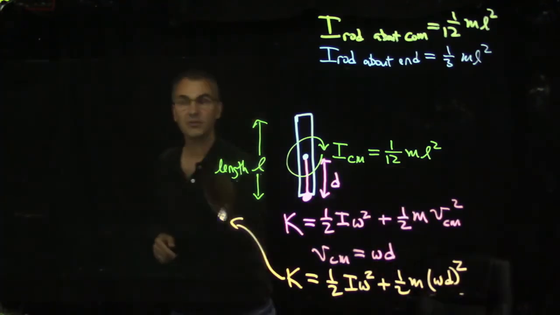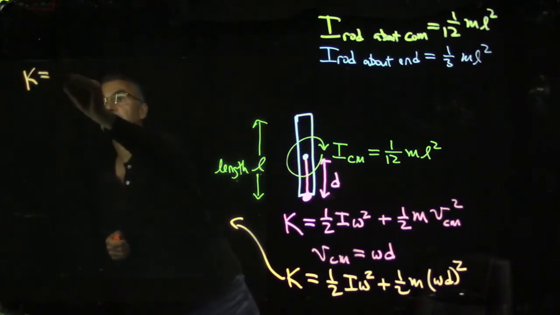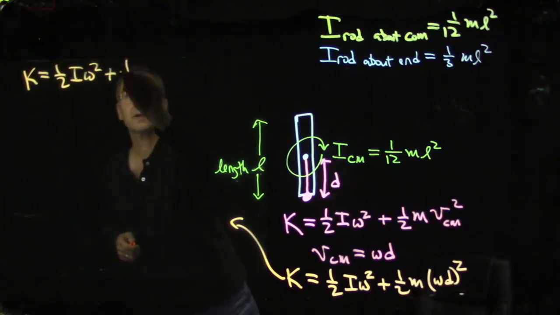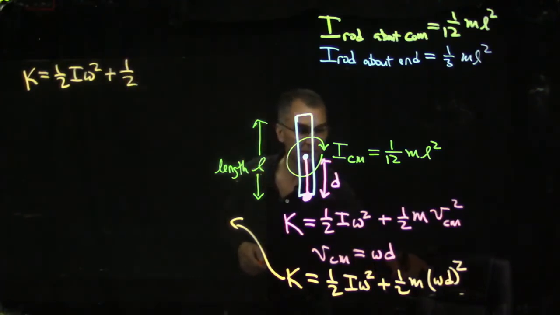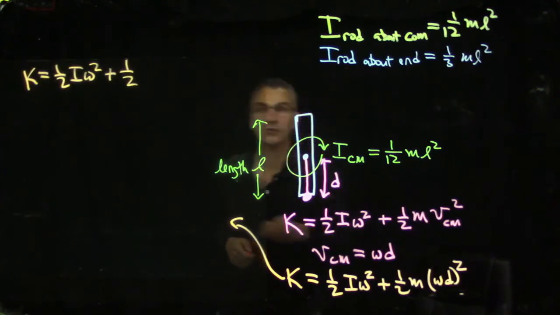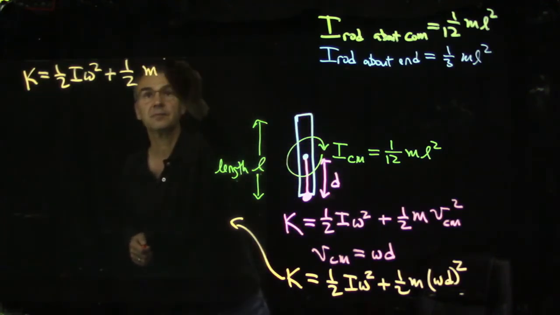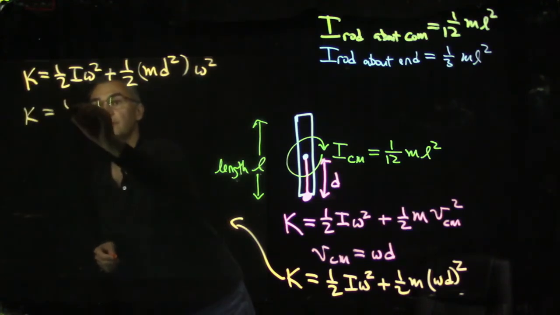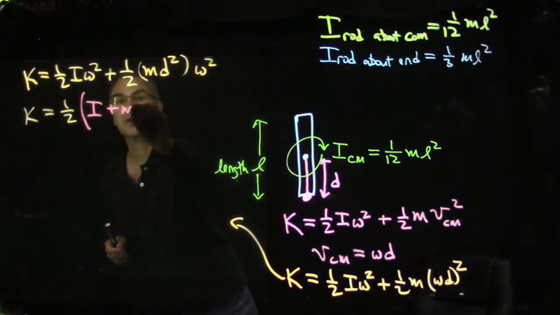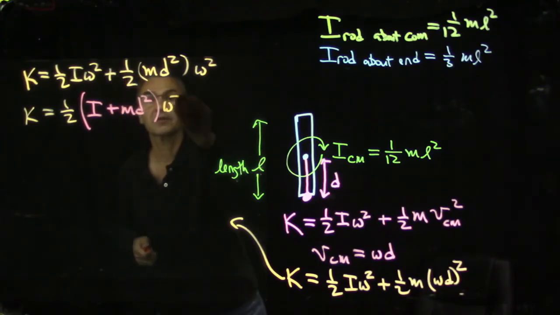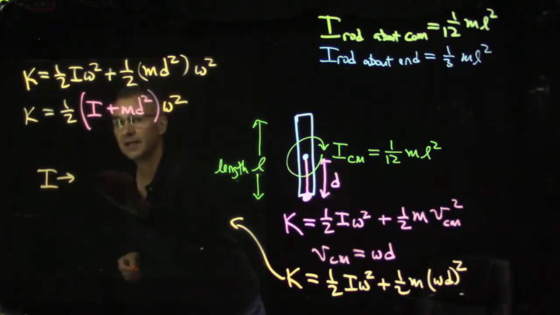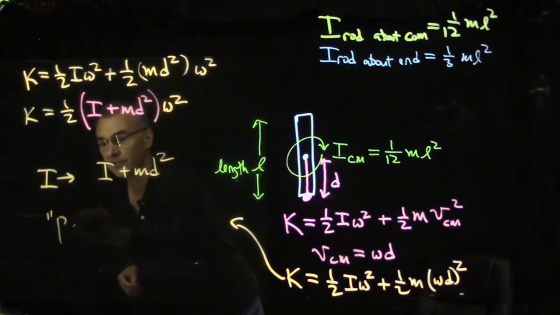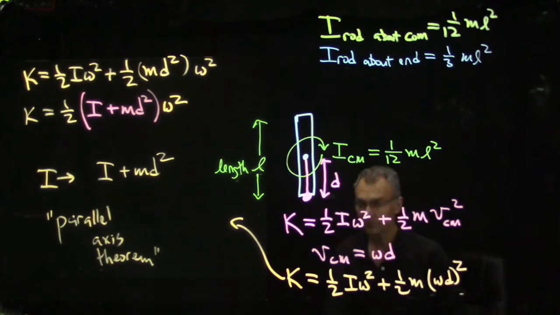So rewriting this same expression up here, we have 1/2 I omega squared plus 1/2 m omega squared d squared. Let's move the omega squared over to the right. So this kinetic energy is 1/2 (I plus m d squared) omega squared. So it's as if I was replaced by I plus m d squared. This is called the parallel axis theorem. So this is the way you prove it.